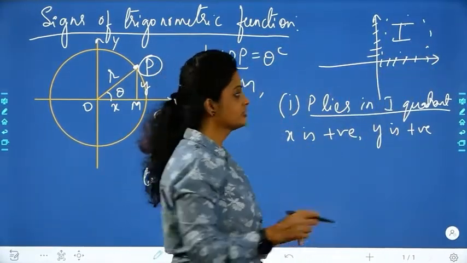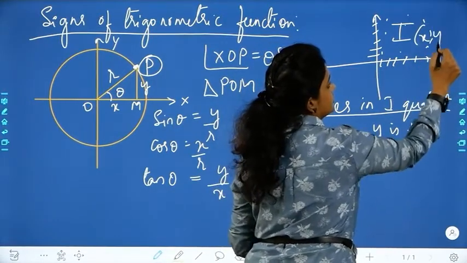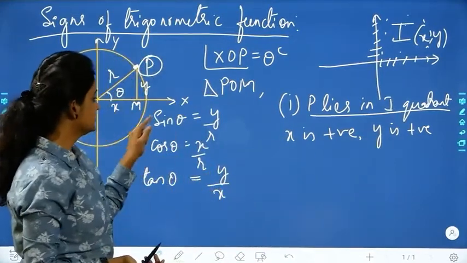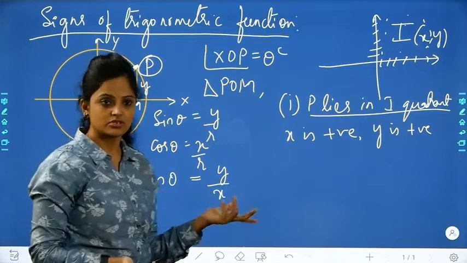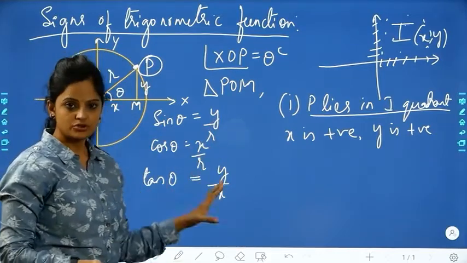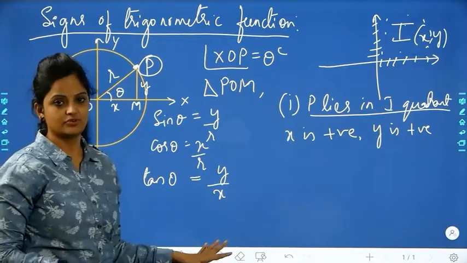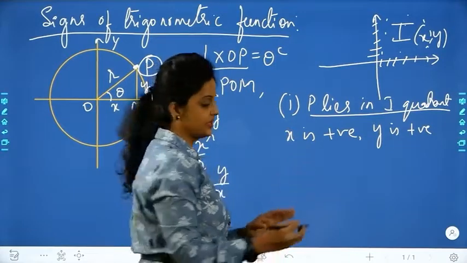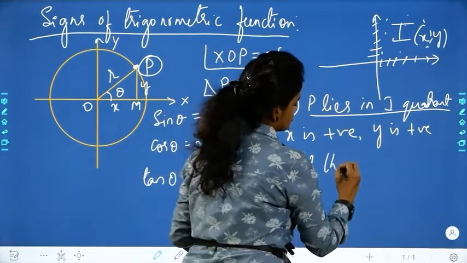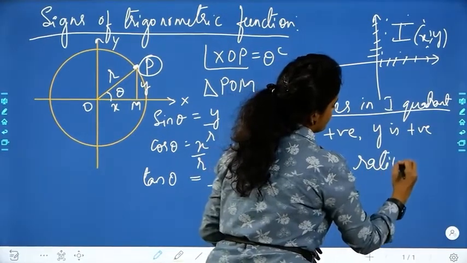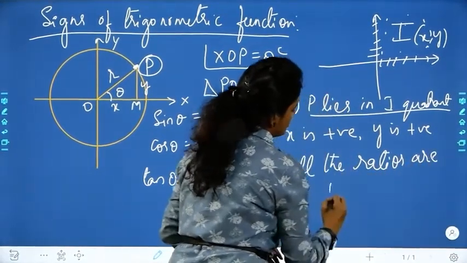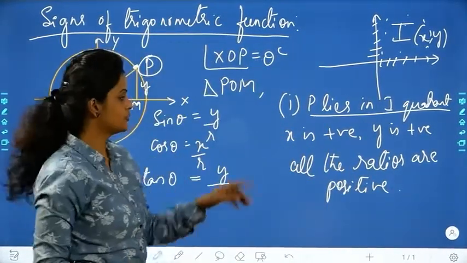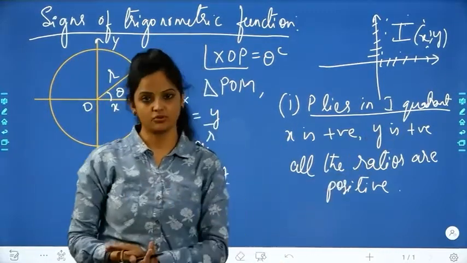In general, how do we write coordinates? We write x comma y. That means both x and y are positive, so all the ratios we are getting will be positive. Sin theta is positive, radius is anyway positive, y by r is positive, cos theta will be positive, tan theta is positive, and the other three also will be positive. So in the first quadrant, all the ratios are positive when you have x positive and y positive.